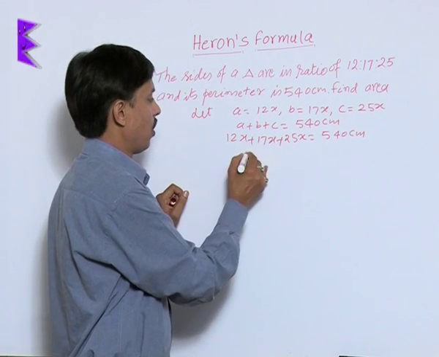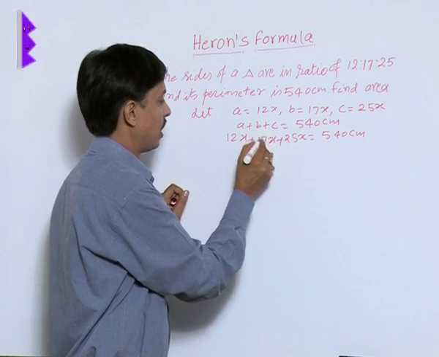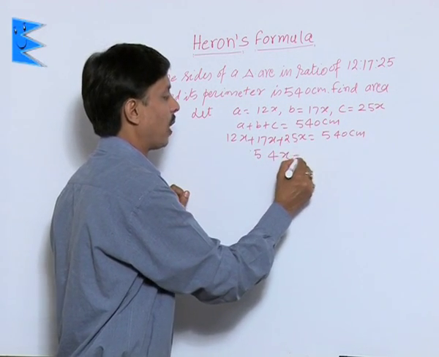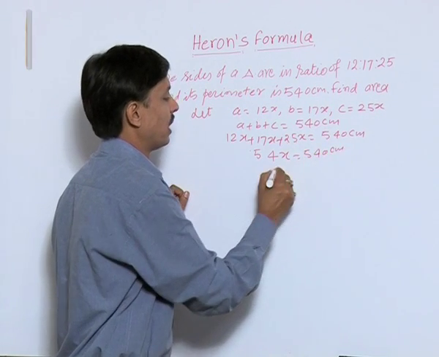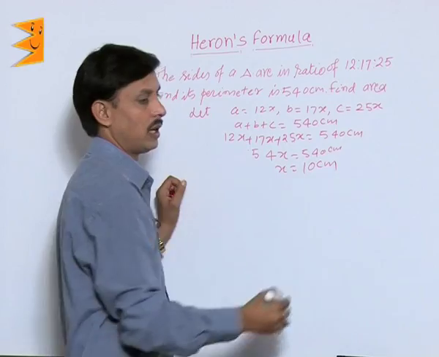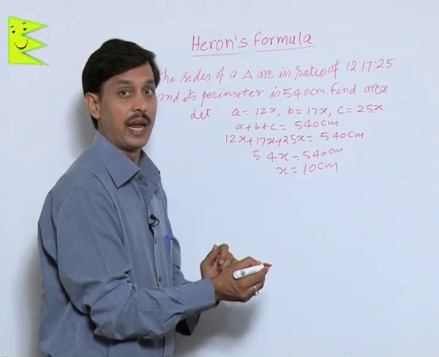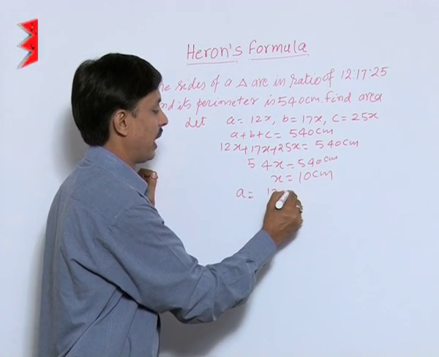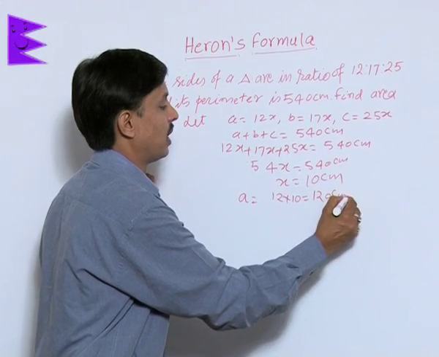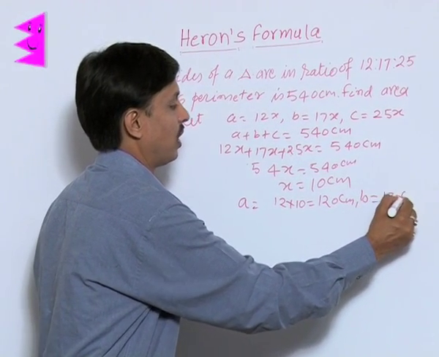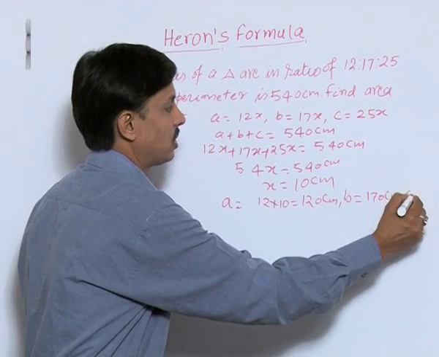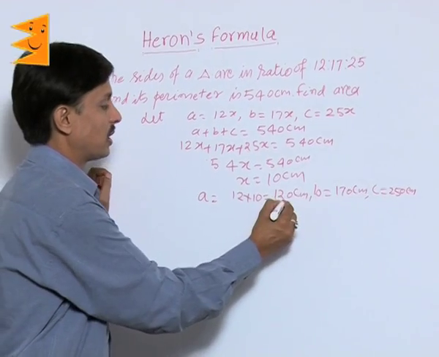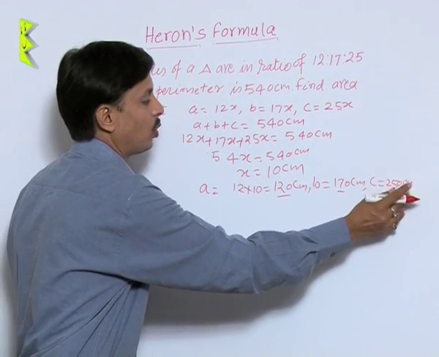So this become the what? 12 plus 17 plus 25 is 54x is equals to 540. You can say x is equals to 10 centimeter. If x is 10, then actually what is the length of the first side? The length of first side is 12 into 10, become 120 centimeter. Second side will be 170 centimeter. Third side C will be 250 centimeter. Three sides are 120, 170, 250.